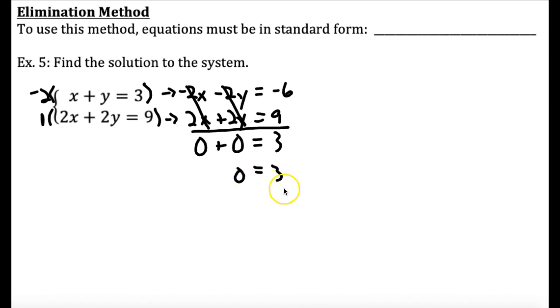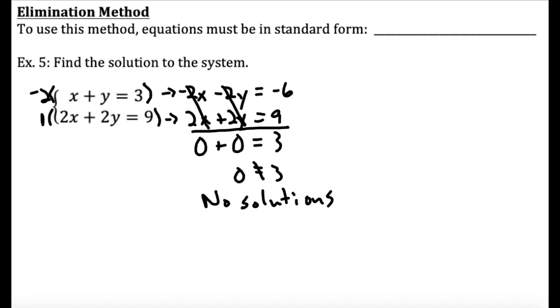That is not a true statement. 0 does not equal 3. Whenever we get something like this, where both variables cancel out and we get an untrue statement, a false statement, this is where we have no solutions. So if I were to graph these two lines, they would end up being parallel. They would not intersect.